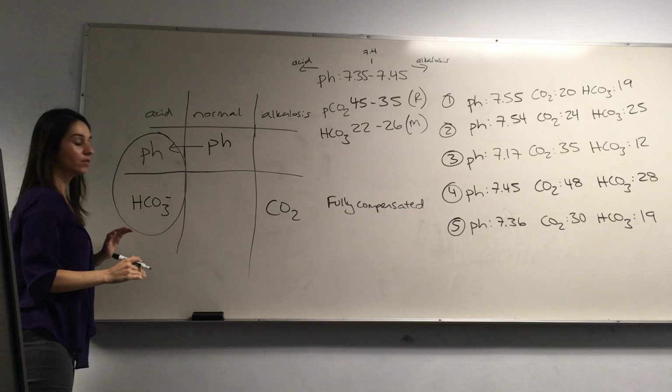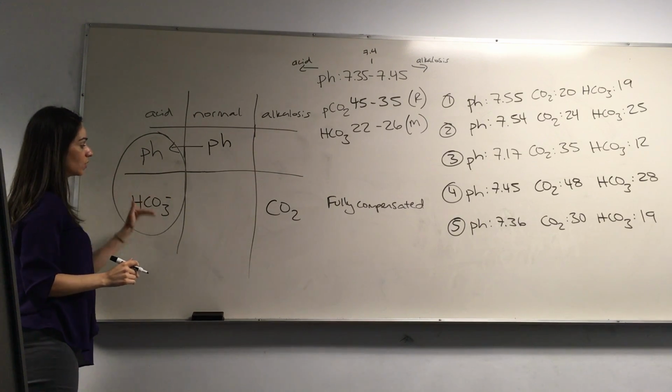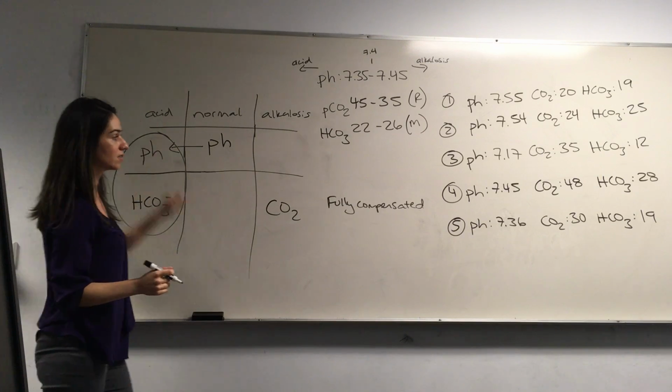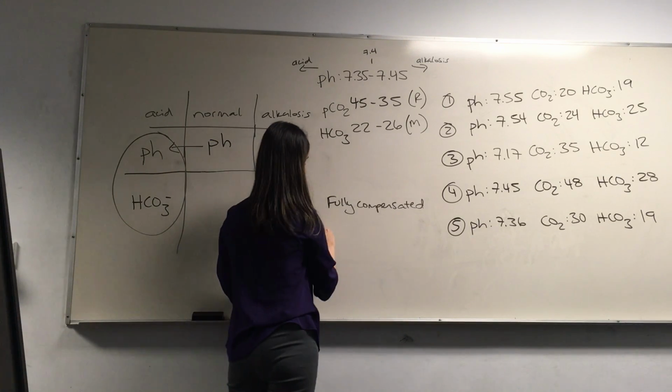You circle what's under your pH. We know the kidneys control bicarb, so this will be metabolic acidosis, fully compensated.